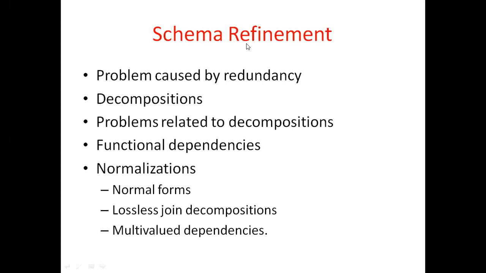So in schema refinement, we'll see some topics like here. The problems caused by redundancy. Redundancy means what? Duplication. If we are maintaining duplicate records in a table, while we are accessing those records, it's going to create some problems, right? So those redundancies have to be removed. Those duplicates have to be removed. So what are the problems caused by that? We are going to see in this topic.